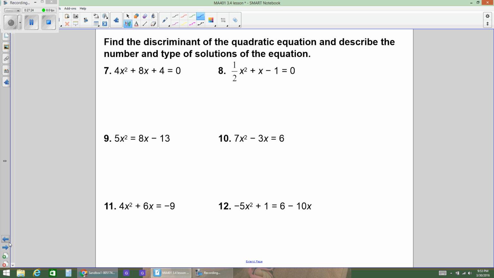Okay, more. Lots of practice. I told you, lots of practice today. So we're just going to plug them straight in. Go ahead and pause me because I'm just going to plug and chug straight through all these problems here. So I've got b squared minus 4ac. And I'm going to put it straight into my calculator just to keep it easy on me. So I have 8 squared minus 4 times 4 times 4. I got 0, so that means I have one real solution.